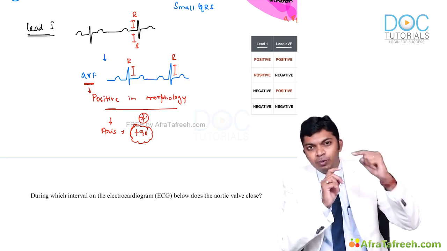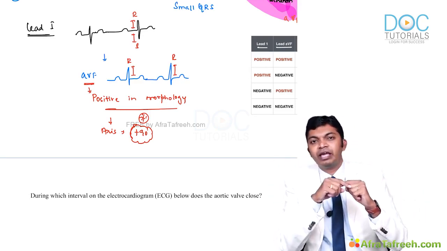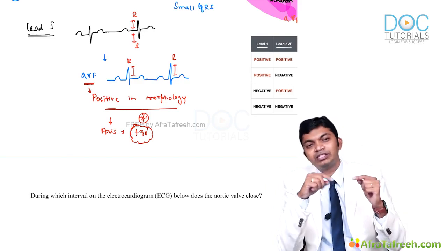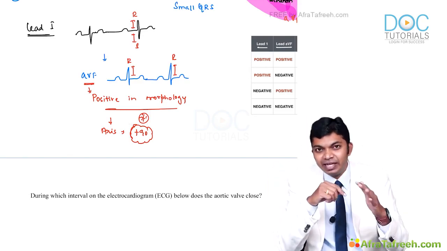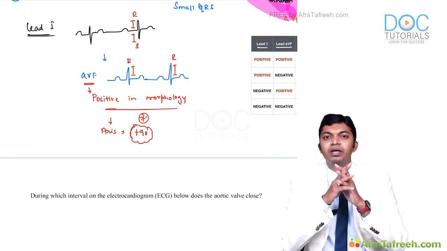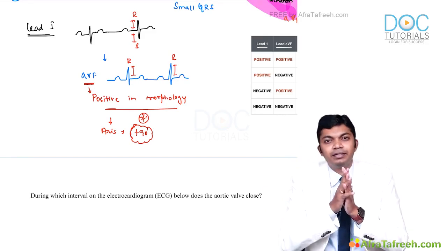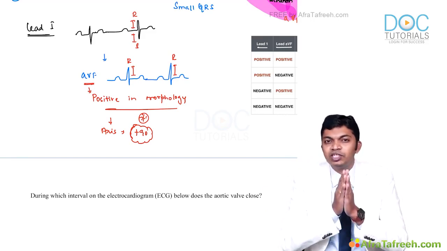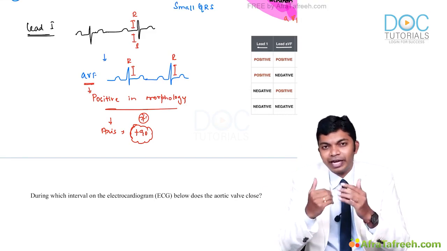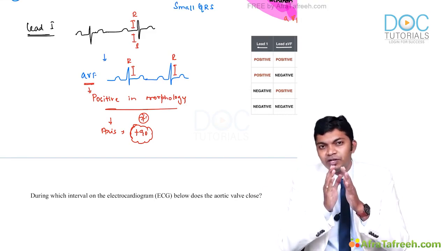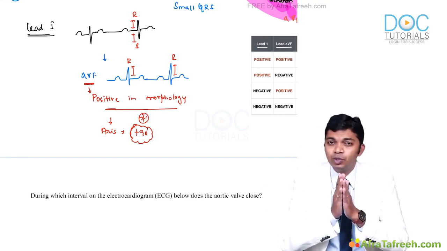Now consider the perpendicular lead. If it is lead 1, the perpendicular is AVF. If it is lead 2, the perpendicular is AVL. If it is lead 3, the perpendicular is AVR. Now look at the perpendicular lead. Determine whether QRS morphology is positive or negative. If QRS morphology is positive, it means current is going towards the active electrode of that particular lead.